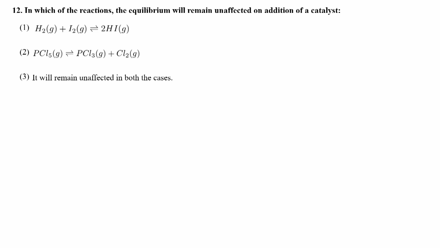It says, in which of the reactions the equilibrium will remain unaffected on addition of catalyst. Okay, so addition of catalyst does not affect the equilibrium, right? So for both the first and second reaction, it will remain unaffected. So option 3 is the correct option. Option 3 is correct, okay, as catalyst does not affect the equilibrium.